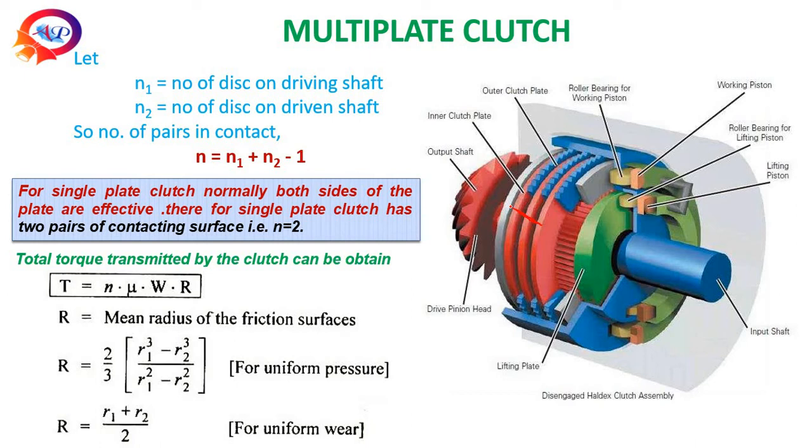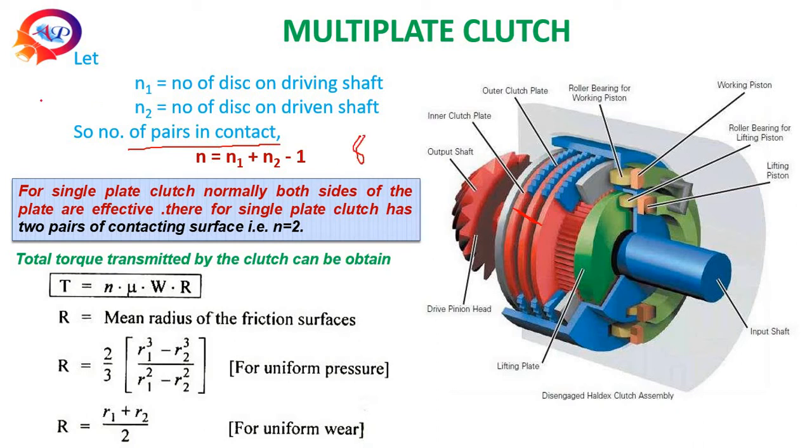I am assuming that n1 is the number of discs on the driving shaft, and n2 is the number of discs on the driven shaft. Therefore the number of contacting surfaces is n equal to n1 plus n2 minus 1. That is, if there are 5 plates and 4 plates, then 5 plus 4 minus 1, therefore 8 contacting surfaces.